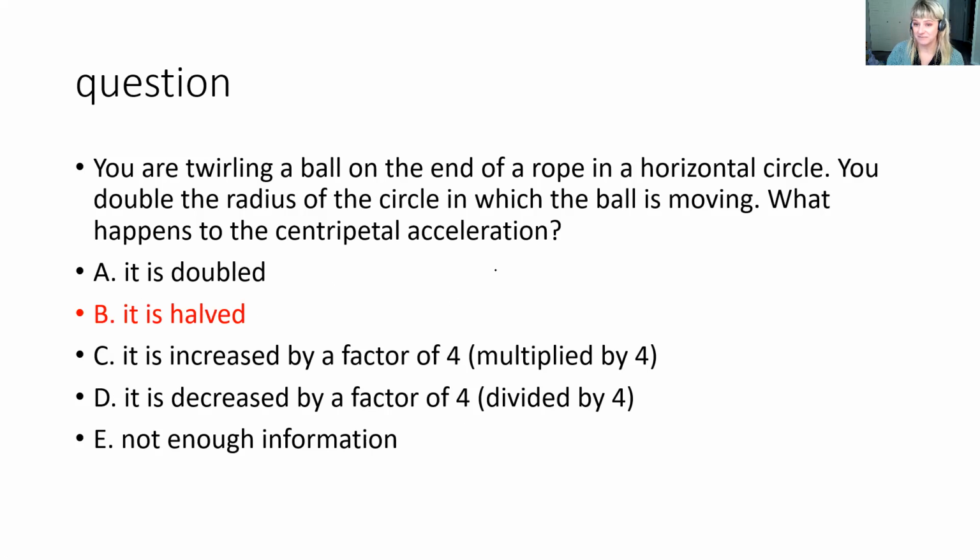It is halved. So remember, centripetal acceleration is v squared over r. This is my original centripetal acceleration. If I double the radius of the circle, the centripetal acceleration becomes v squared over 2r. Centripetal acceleration has become halved. Half as much as it was originally.